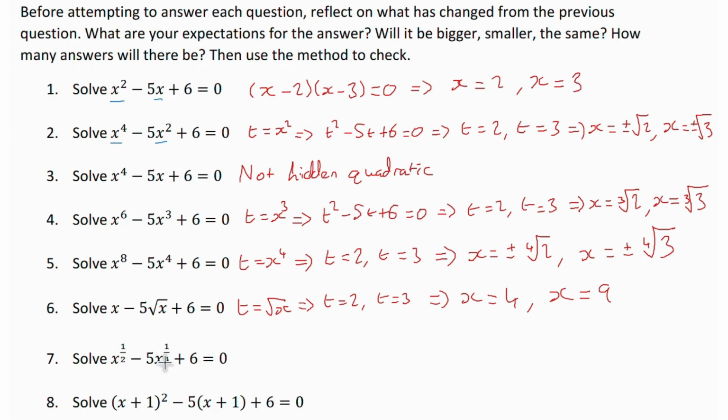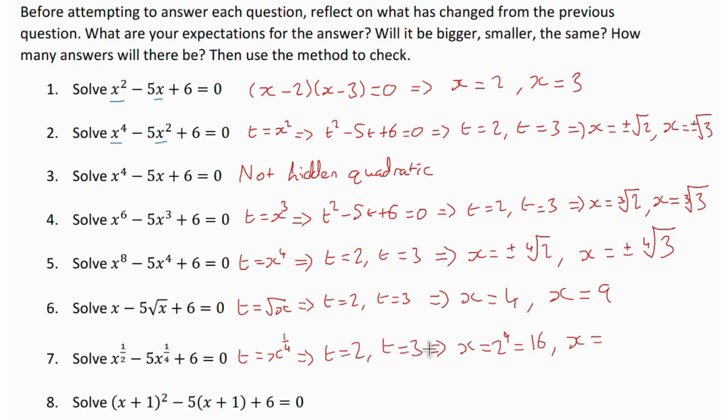If this is x to the half and x to the quarter, t is going to be x to the power of 1/4. Again, as always, t is going to be 2 and t is equal to 3 for these examples, because we get to the same equation every time. Which means that this time x to the quarter is equal to 2. So x is going to be equal to 2 to the power of 4. 2 to the power of 4 is 16.